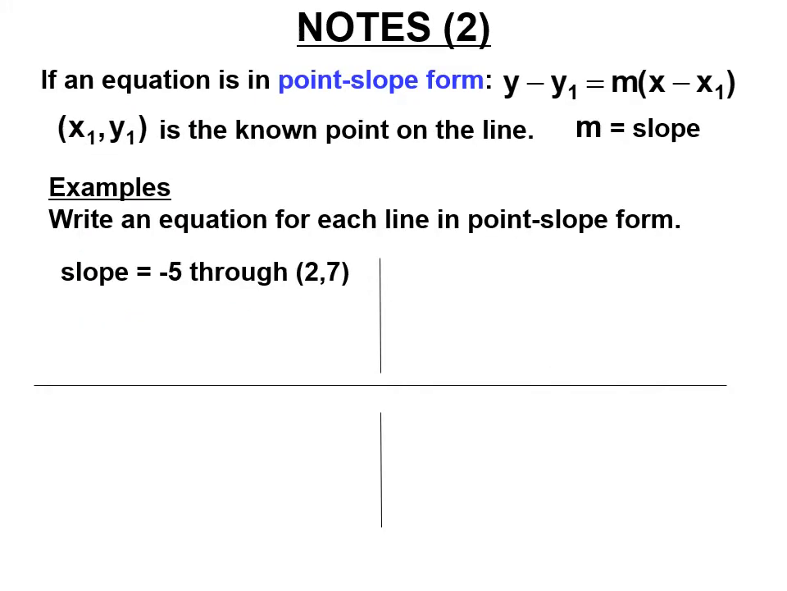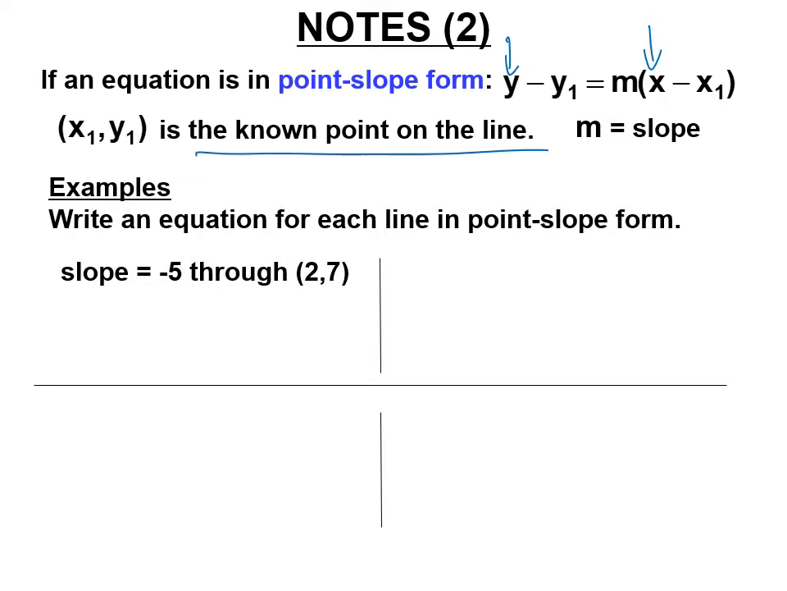Okay, so this is point-slope form. And you read that as y minus y sub 1, that's y coordinate number 1, equals m. M is still the slope. Times parentheses, you need those, x minus x sub 1, all right? X sub 1 and y sub 1 are the known point on the line. X and y are the other points on the line. We know one, and then we can find all the others. The one you know is x sub 1, y sub 1.